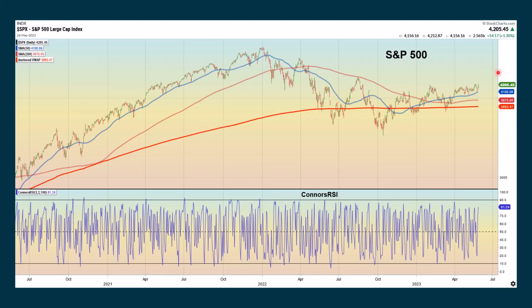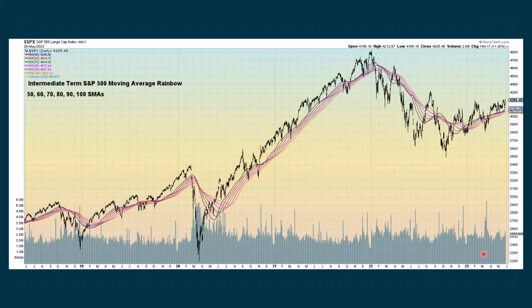We also use the Connors RSI, which is just the same as a regular RSI, but it's calculated differently. We're looking for extreme positive or negative readings. When we're above the dashed line, that's positive. When we drop below the dashed line, that is negative. Currently, we are above the dashed line. Then we have an intermediate term rainbow going from 50 periods up to 100. We are currently above all these plotted moving averages as well, and we can just get an overall idea of what is happening within the trend.